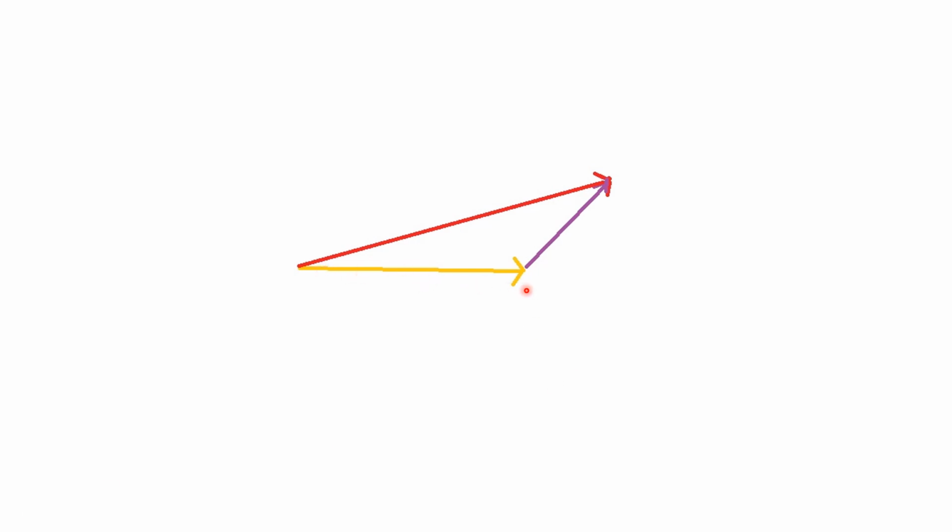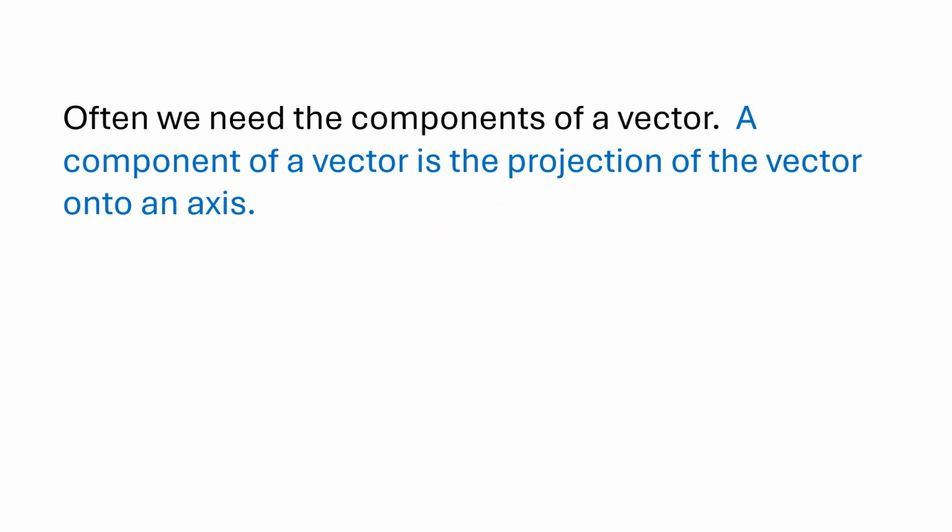Here we have the yellow arrow, a vector, and the purple arrow, a vector, and we're going to add them. Notice that the sum vector has a smaller magnitude than the sum of the two magnitudes of the vectors being added together. That's normal unless they're in the same direction.